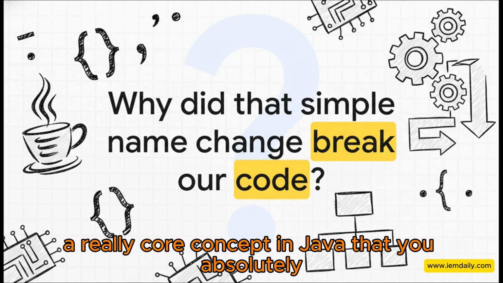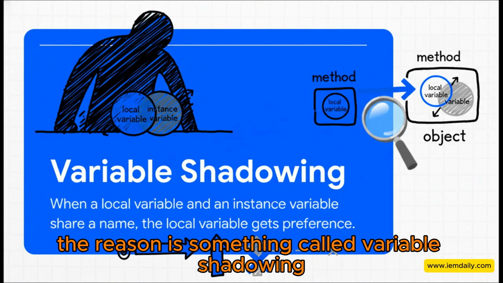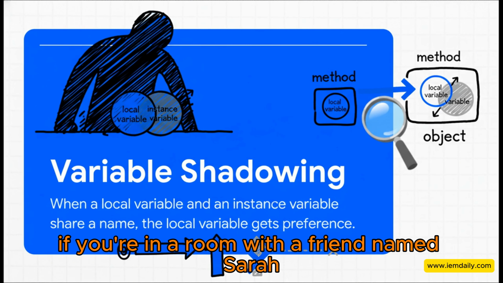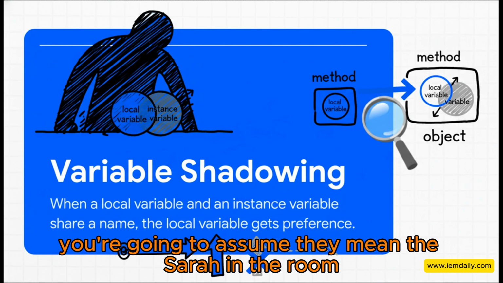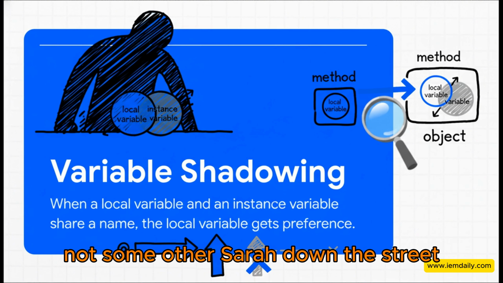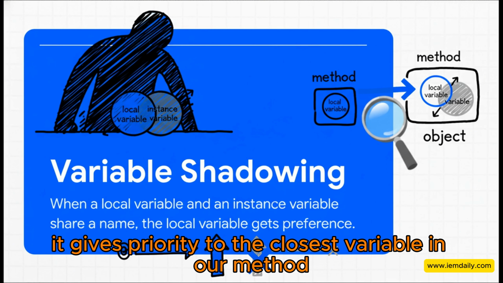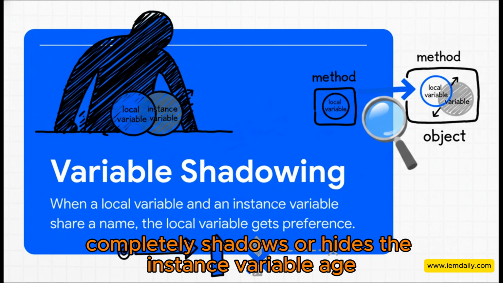The answer is a really core concept in Java that you absolutely need to understand. The reason is something called variable shadowing. Think of it this way. If you're in a room with a friend named Sarah and someone right next to you says, "Hey, Sarah," you're going to assume they mean the Sarah in the room, not some other Sarah down the street. Java does the exact same thing. It gives priority to the closest variable. In our method, the local parameter age completely shadows or hides the instance variable age.